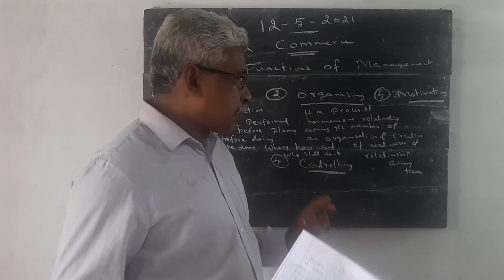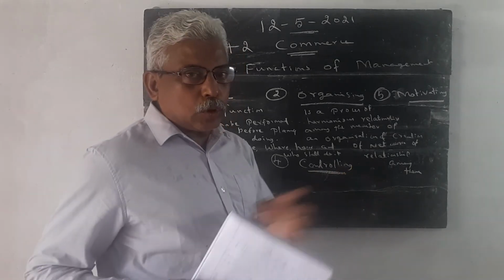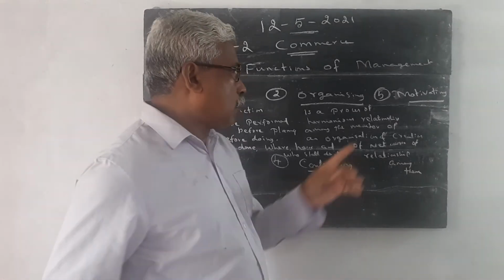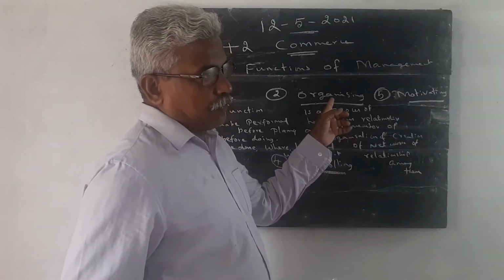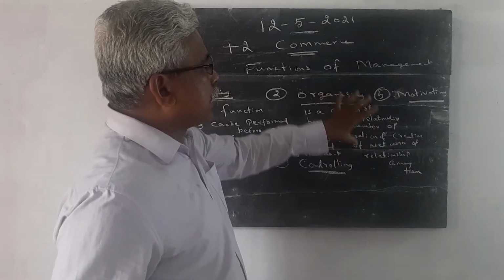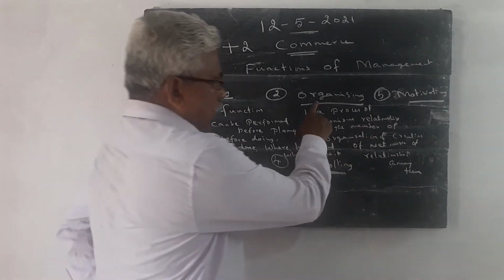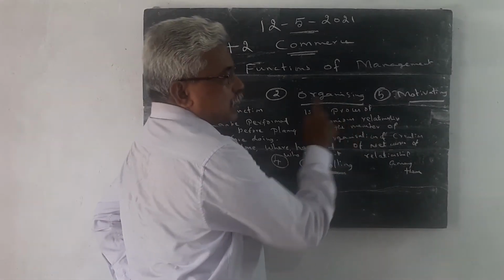For the purpose of achieving the goal, we have to divide the work to the suitable person and achieve the goal is called as organization. This is another meaning. But you try to write this only one sentence, a long sentence. Try to study this sentence. Organizing is a process.